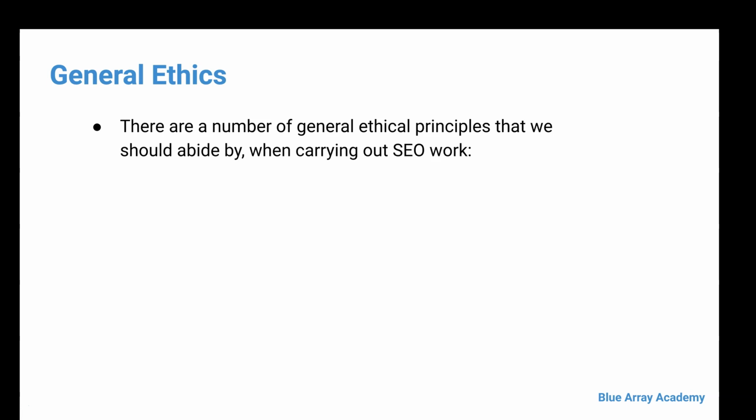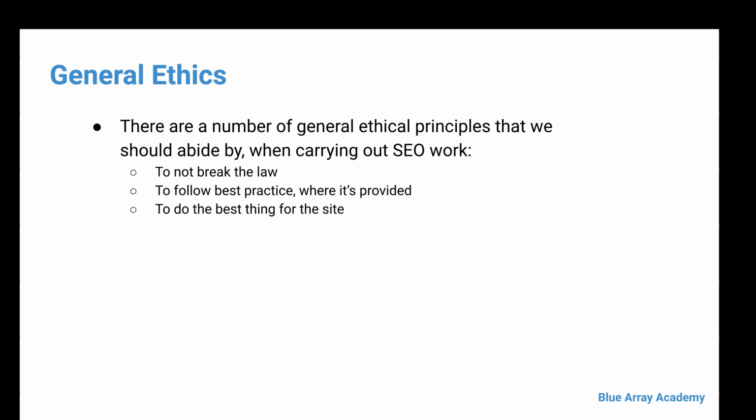And there are a number of other general ethical principles that we really should abide by, especially when we're carrying out SEO work. First of which is to not break the law. Next up, we always want to follow best practice where it's provided. There are numerous sources for this. Google is great for providing best practice, and we always try to abide by those guidelines where possible. We want to do the best thing for a site.